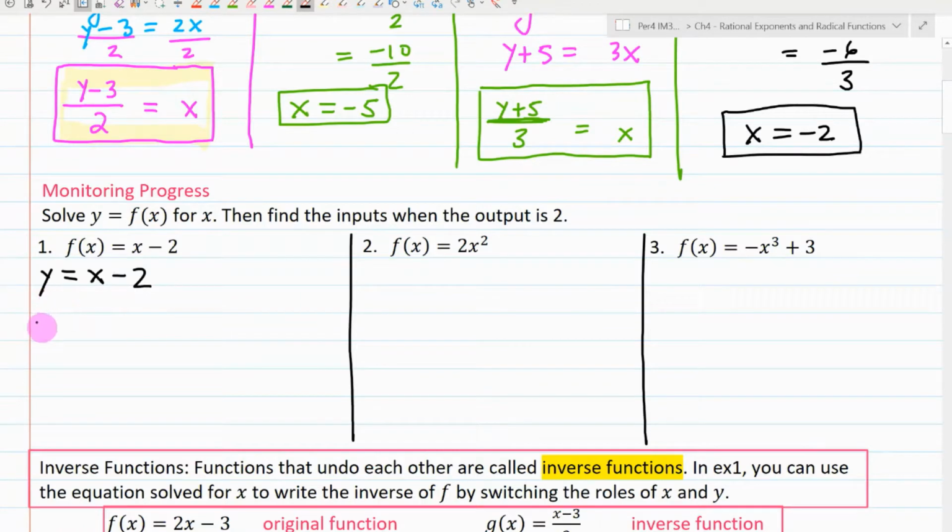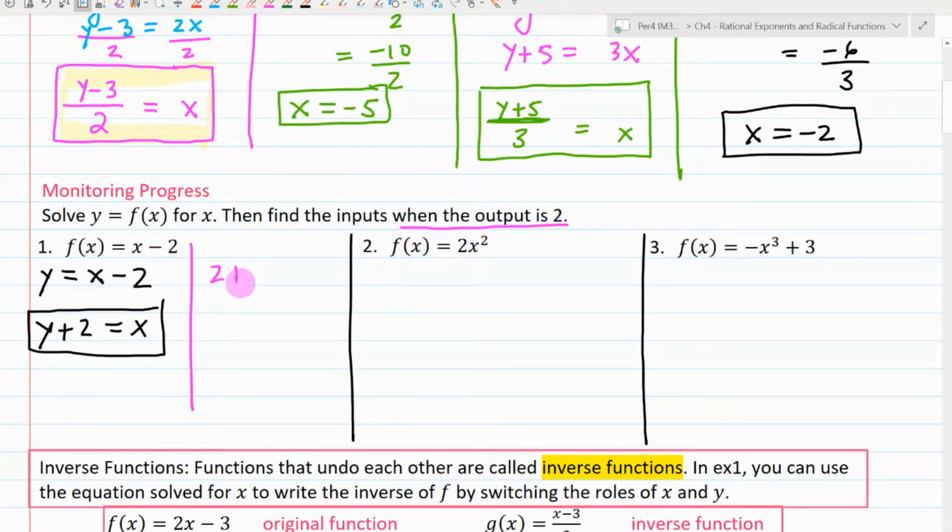So we're going to solve this for x. Y plus 2 is equal to x. And you can just leave it like that. You don't have to rearrange it. I know a lot of people want to write the x first. Second portion, find the input when the output is 2. So when y is 2, find x. All right, so we have x is equal to 4.